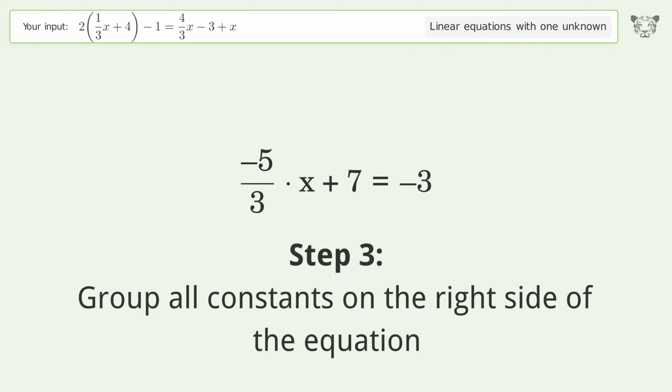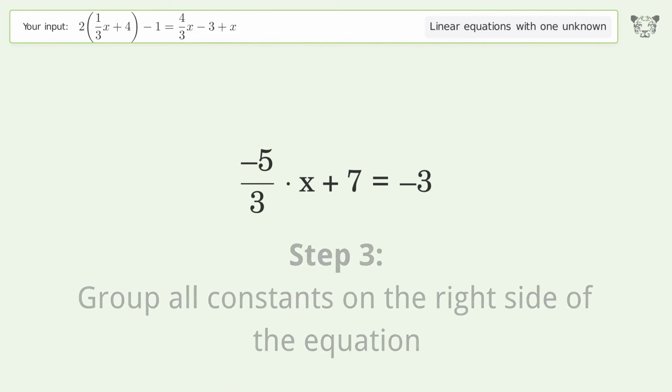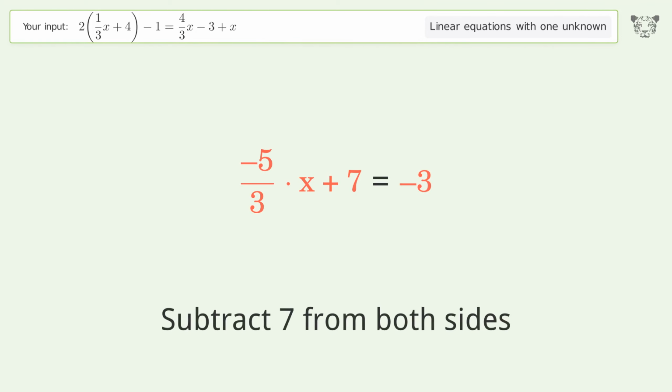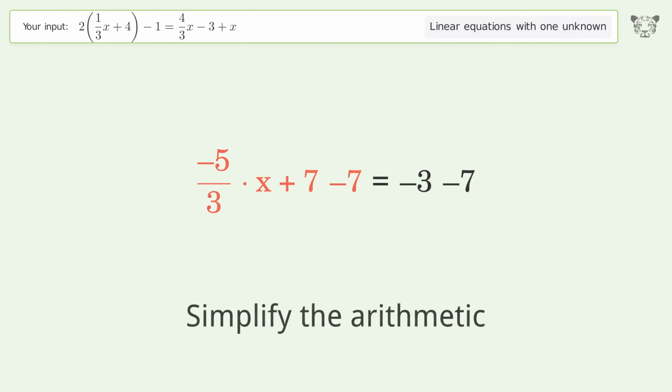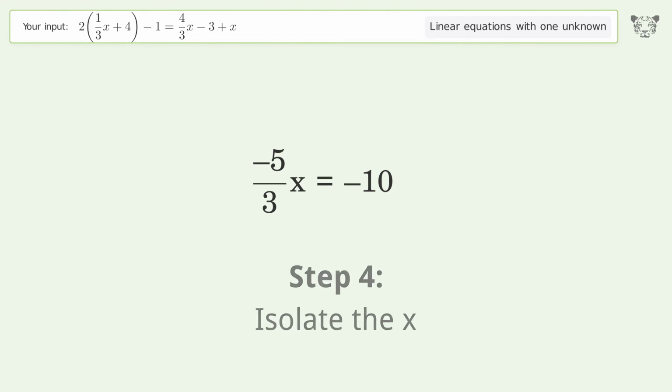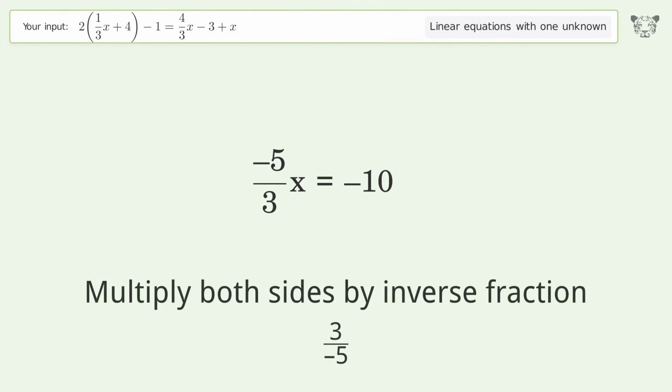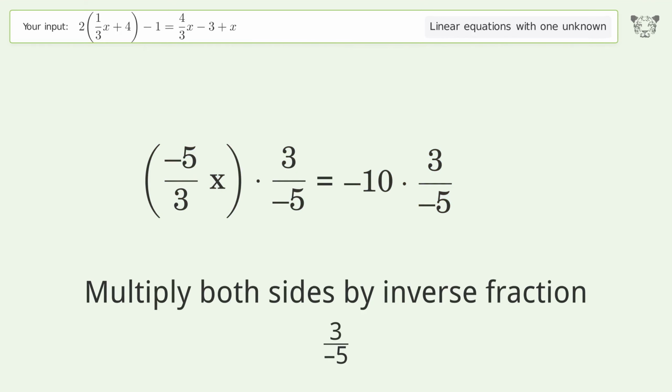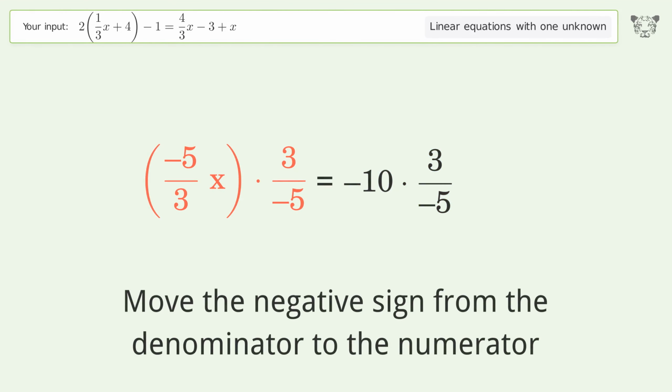Group all constants on the right side of the equation. Subtract 7 from both sides. Simplify the arithmetic. Isolate the x. Multiply both sides by inverse fraction 3 over negative 5. Move the negative sign from the denominator to the numerator.